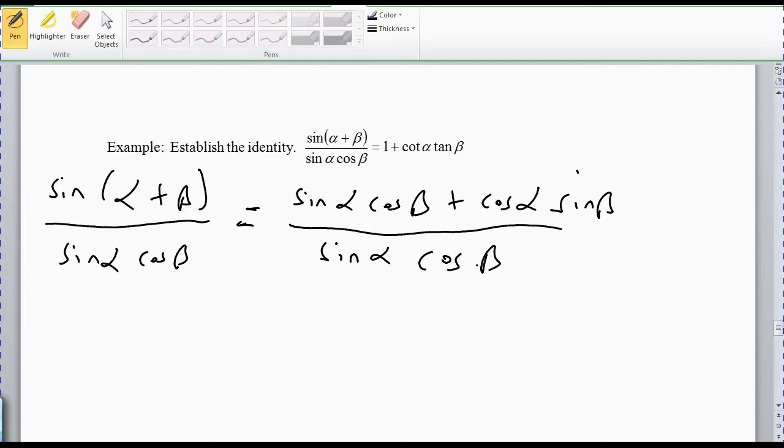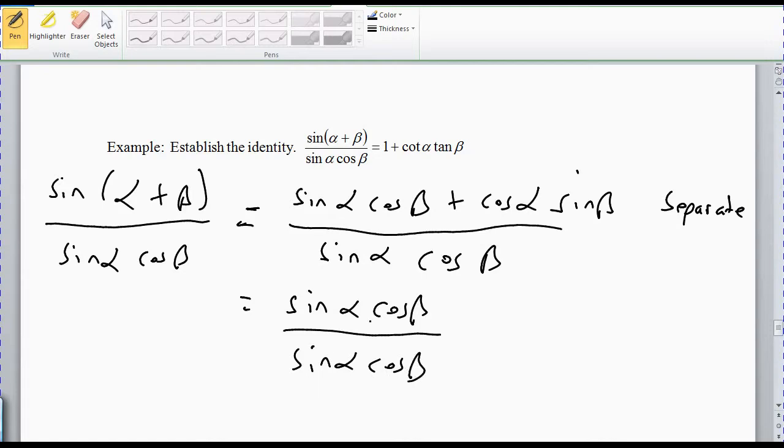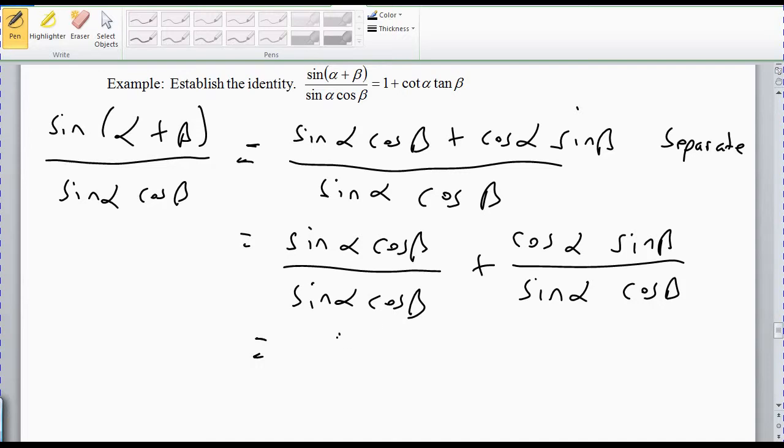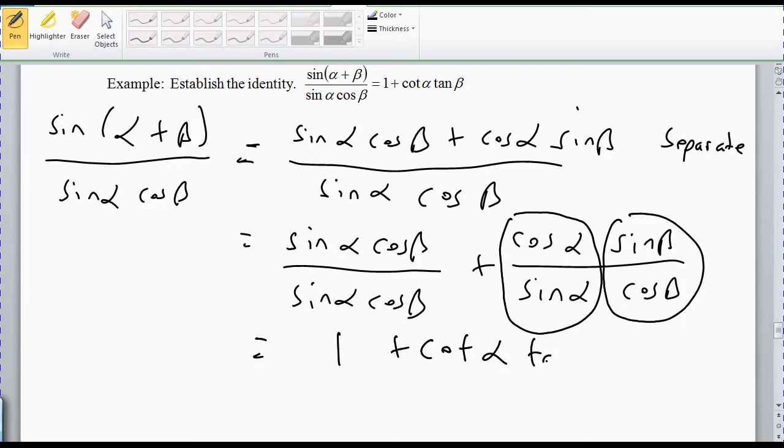sine alpha cosine beta. Then I'm going to separate my numerator. I'm going to write it as sine alpha cosine beta over sine alpha cosine beta. The reason why is I'm trying to get a 1. And I can see that if I divide that by that. And then I'm going to take the other part of the numerator, cosine alpha sine beta, and divide that by sine alpha cosine beta. So all that becomes a big 1 because anything divided by itself is 1. Then if I look at cosine alpha over sine alpha, that's the same as cotangent alpha. And then sine beta over cosine beta would be tangent beta, which is what I'm trying to establish.